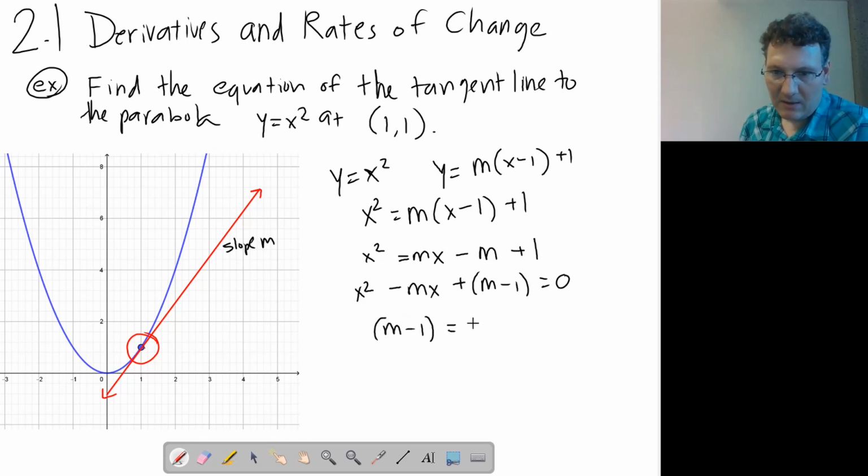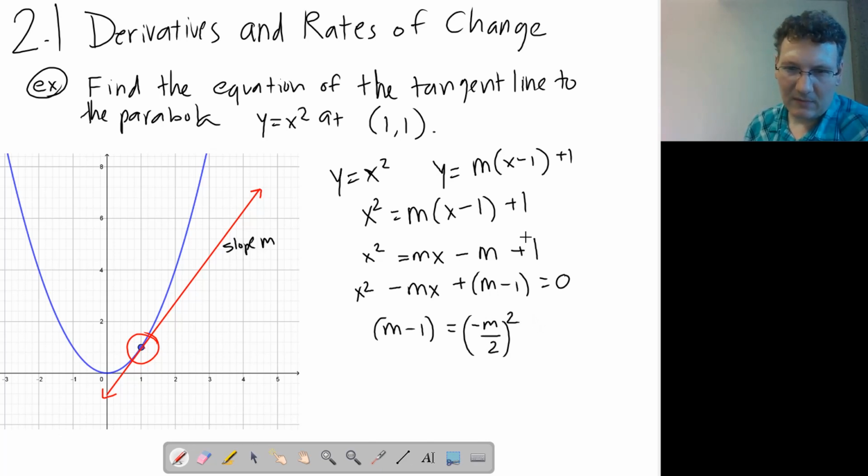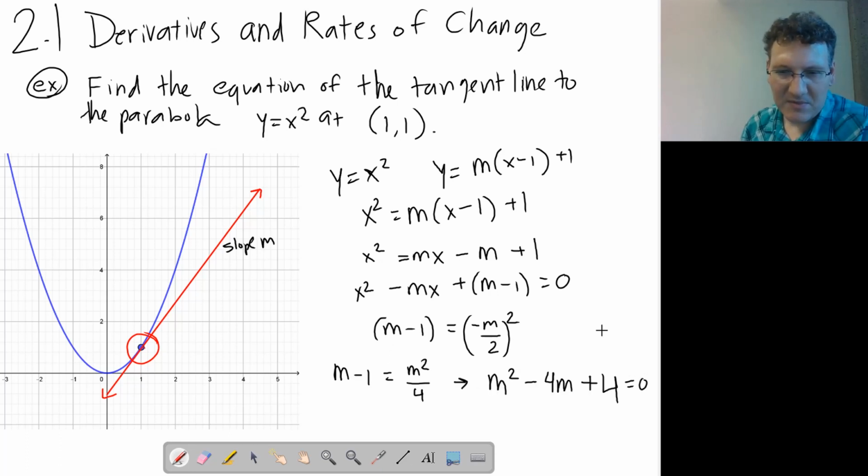This is a quadratic in x, and for it to have a single solution, we would need m minus 1 to be (m over 2) squared. That's the only way that this would be a perfect square, if you remember completing the square. And what that would mean is m minus 1 equals m squared over 4. What does this come out to be? m squared minus 4m plus 4 equals 0.